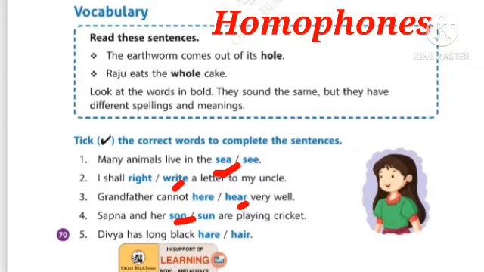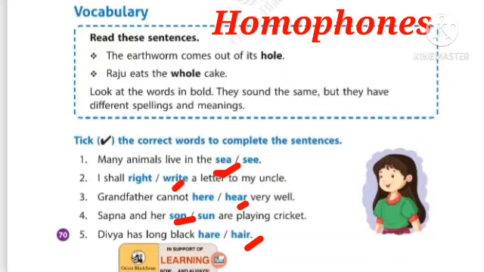And fifth one: Divya has long black hair. H-A-R-E, hare, or H-A-I-R, hair. Which is the right one? Yes, H-A-I-R. So Divya has long hair. H-A-I-R, that is the right one.